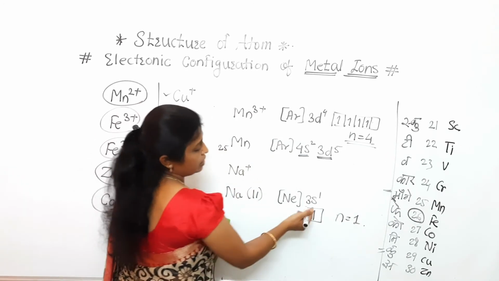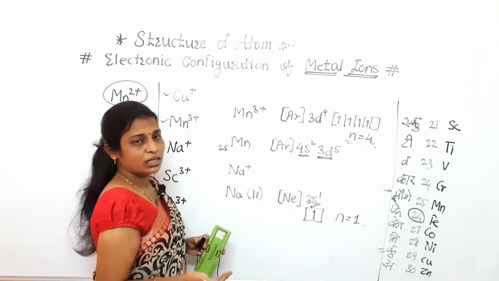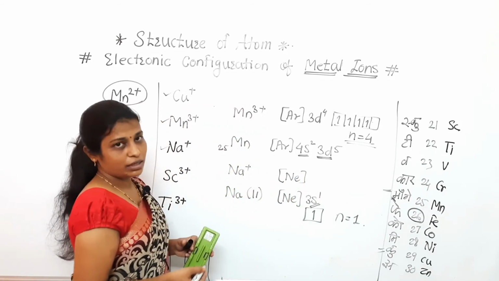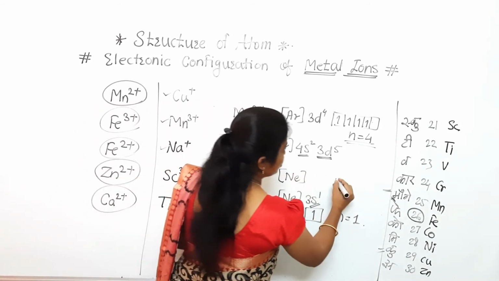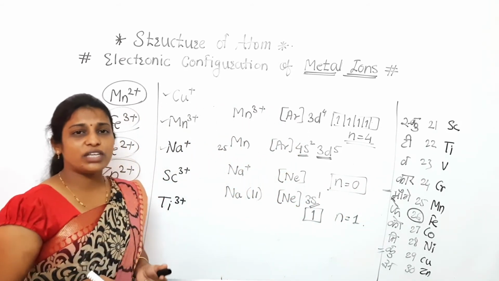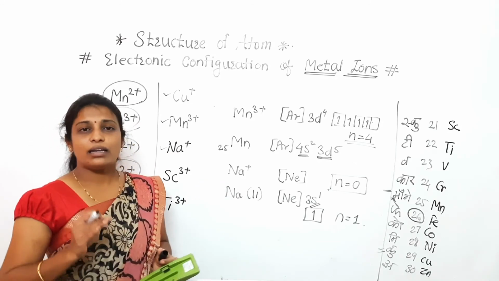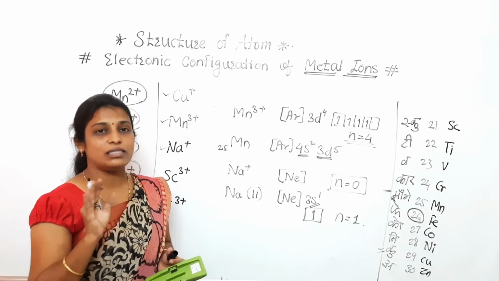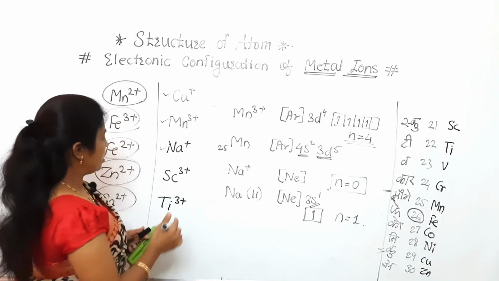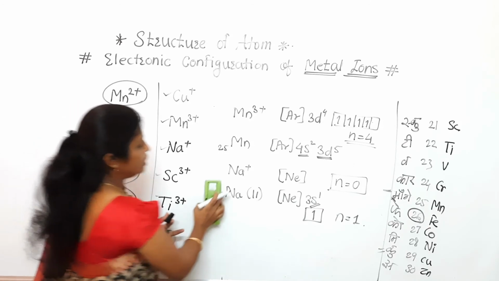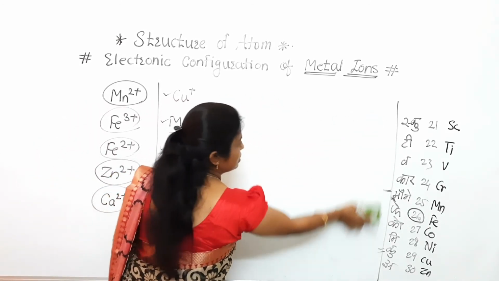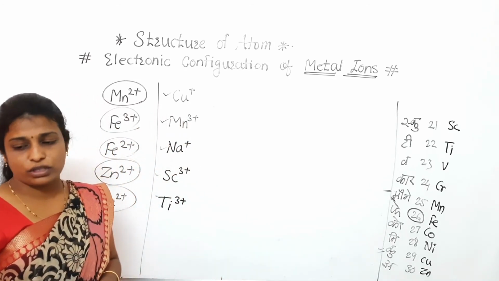For Na plus, one electron should be removed from the 3s, so its electronic configuration will become like a noble gas, an inert gas. So it will become n is equal to 0. As we know, in the case of inert gases, the number of unpaired electrons is 0. Clear? Because all electrons are in paired form, that's why. Now the last two examples we will discuss here. Firstly, I hope you are understanding that concept, how to write the electronic configuration for ions.